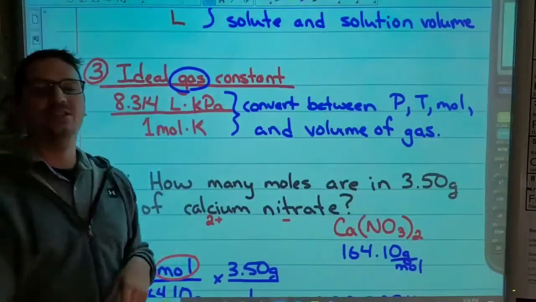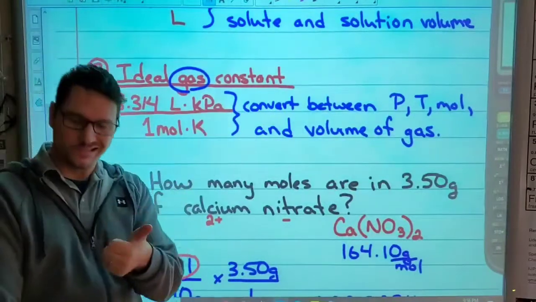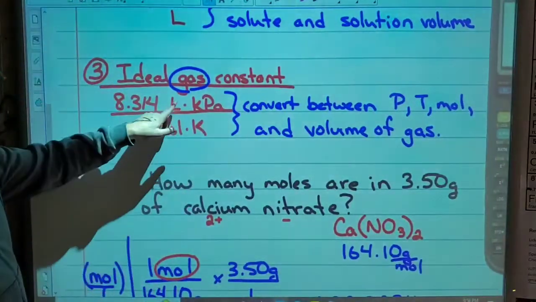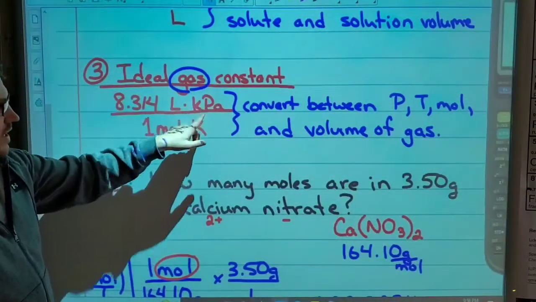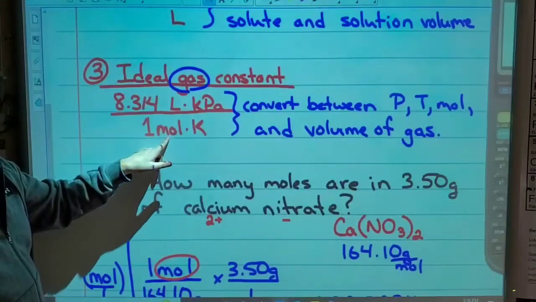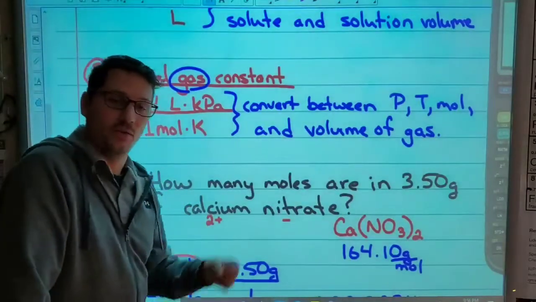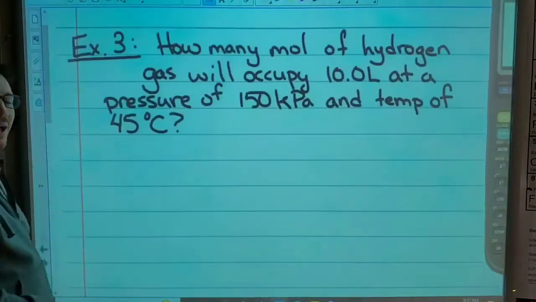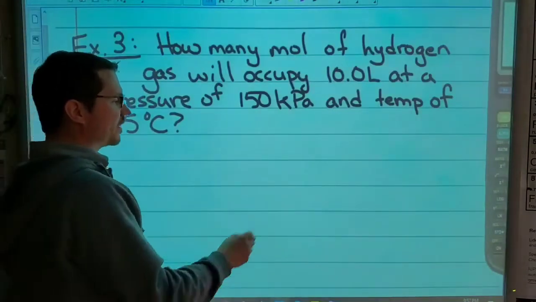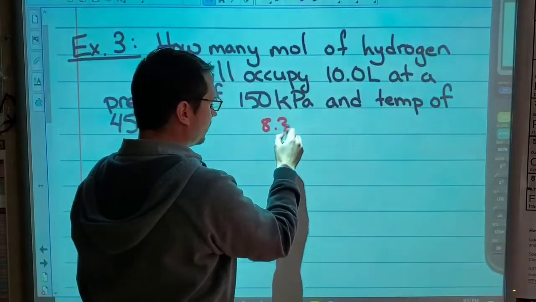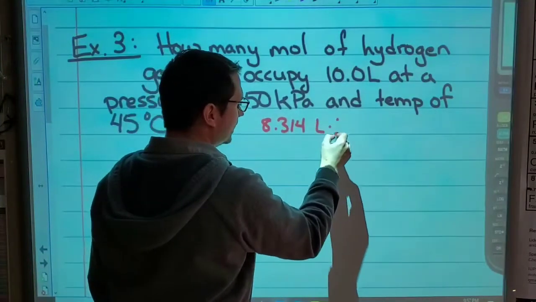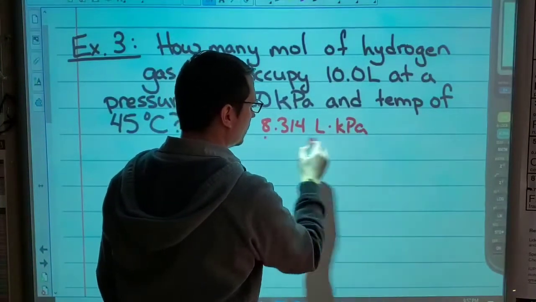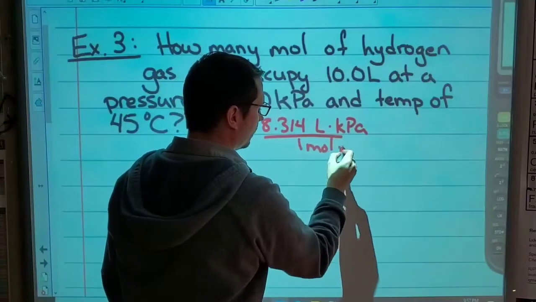The ideal gas constant. So we're talking about a gas, check, and it gives us the volume, the pressure, and the temperature, and it's wanting moles. So this is really helpful. We're going to need the ideal gas constant. So let's go ahead and just write that out. The ideal gas constant is 8.314 liter kilopascals over 1 mole Kelvin.